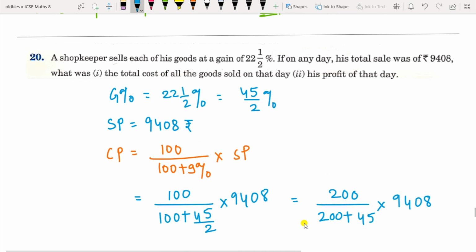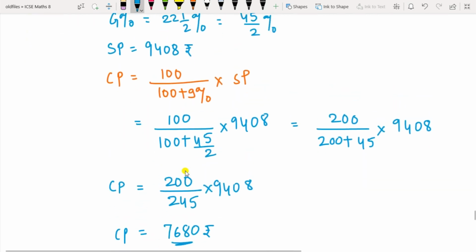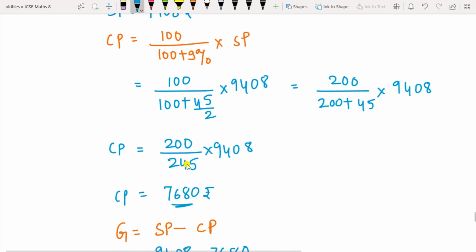Question 20. A shopkeeper sells each of his goods at a gain of 22.5%. If on one day his total sale was 9,408 rupees, what was the total cost of all the goods on that day and his profit of that day? So, gain percent has been given and selling price has been given. You can find CP by using the gain percent formula for CP. So, the gain percent is in fraction.